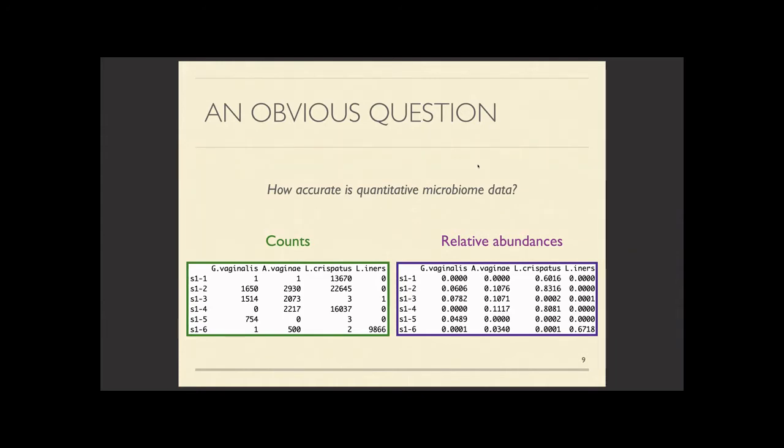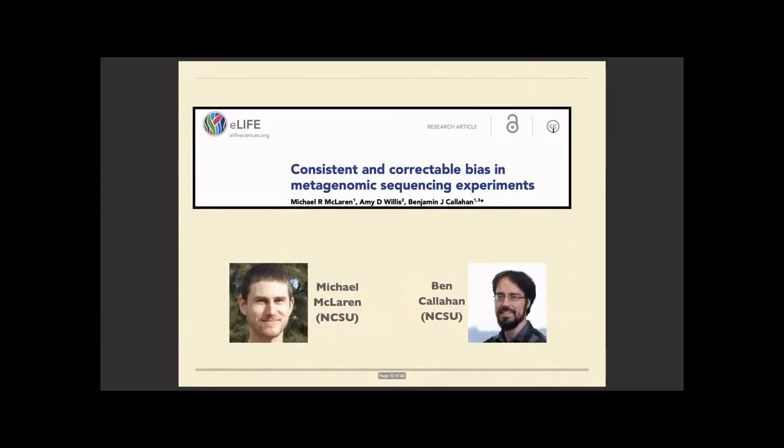So everything that I'm going to talk about today applies to both marker gene sequencing and also shotgun sequencing. Specifically, I'm going to be talking about taxonomic profiling, and so abundances of genomes or amplicon sequence variants. All of that data can be expressed in counts. It can be expressed as relative abundance. It can also be expressed as something like coverage, and I don't have an example of what that data structure might look like here.